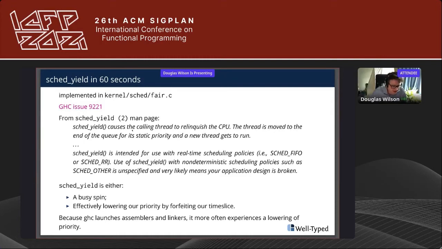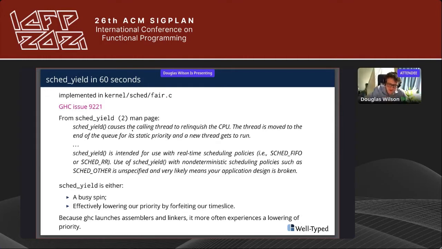GHC itself invokes other processes like assemblers and linkers. So for that reason, the behavior we see in GHC is a little bit different to what we see in more of a micro benchmark, where we're doing our best to keep the whole machine silent. When the whole machine is silent, this is kind of the best case for sched_yield, and it's why it's quite a difficult thing to measure.